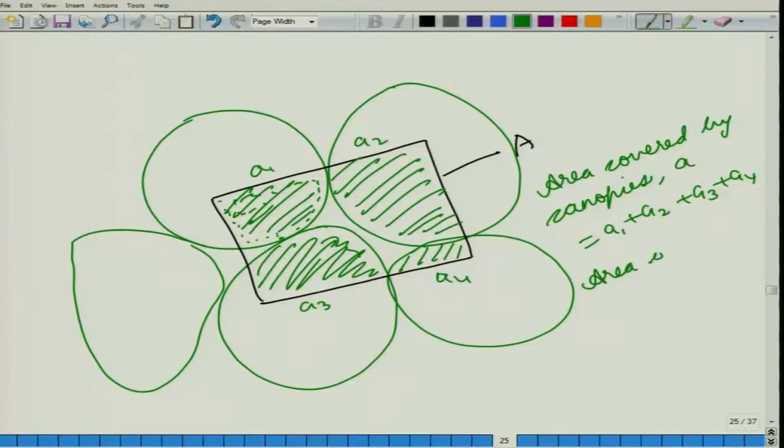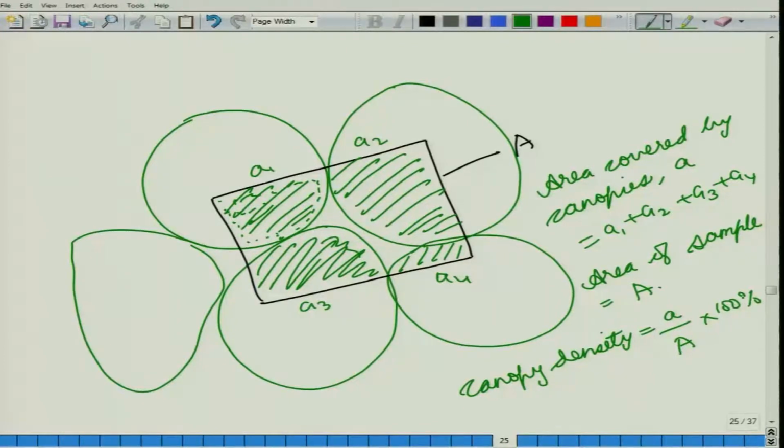Now the area of the sample, or the sampling area, is capital A. So your canopy density is given by small a divided by capital A times 100%. For instance, in a dense forest, you might have a canopy density of greater than 0.7 or 70%, whereas in a scrub forest, for instance if you go to Rajasthan, you will find lots of sand dunes with a very small number of trees. The canopy density there might be less than 0.4 or 40%. In that case, we will call it a scrub forest, whereas in the case of 70% or greater canopy density, we will call it a very dense forest.